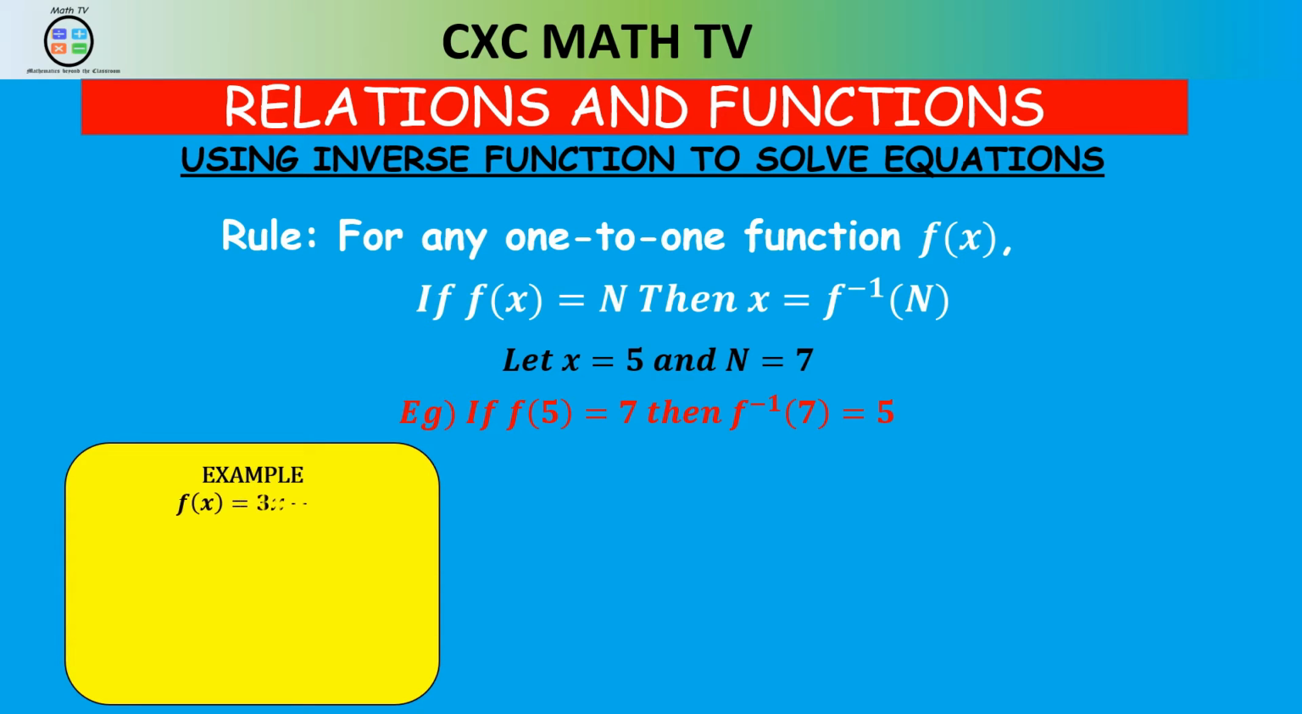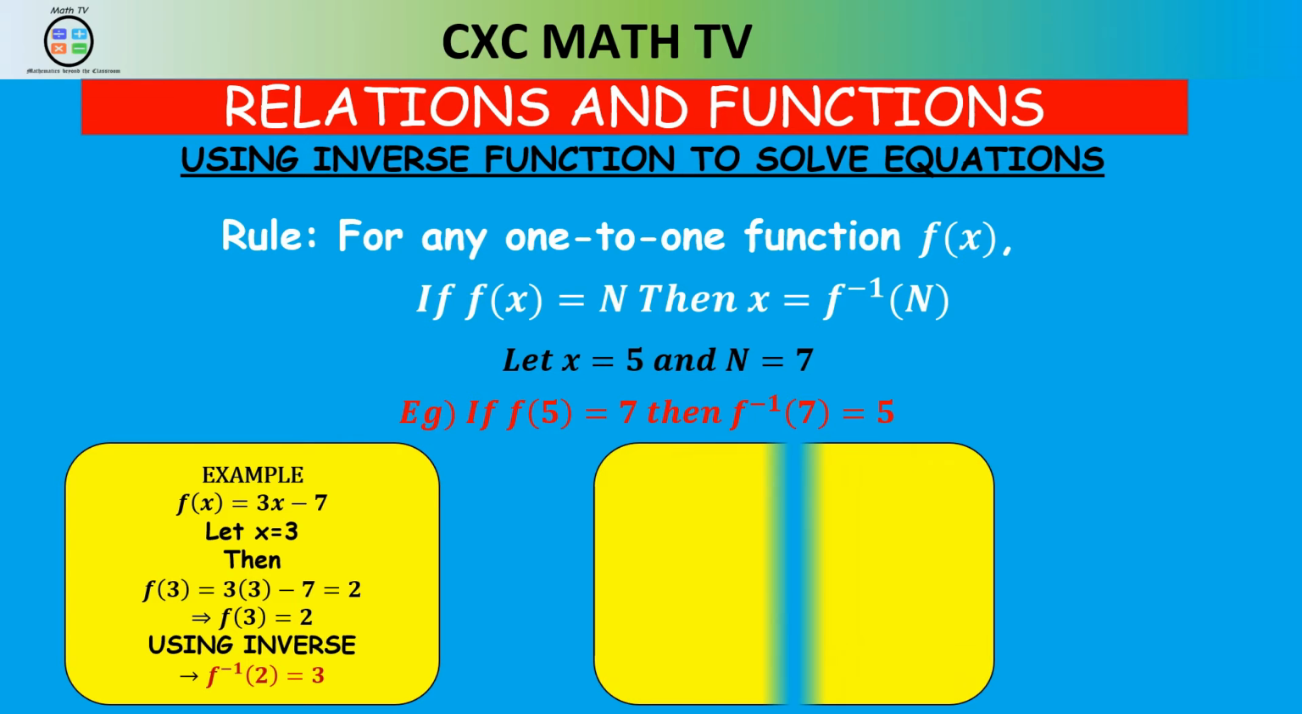Example, let f of x equal 3x minus 7. Let x be 3. Then f of 3 is 3 times 3 minus 7, which is 2. So f of 3 is 2. Using the inverse rule, that means f inverse of 2 should be 3. Now if you don't believe it, we're going to check it. Find the f inverse.